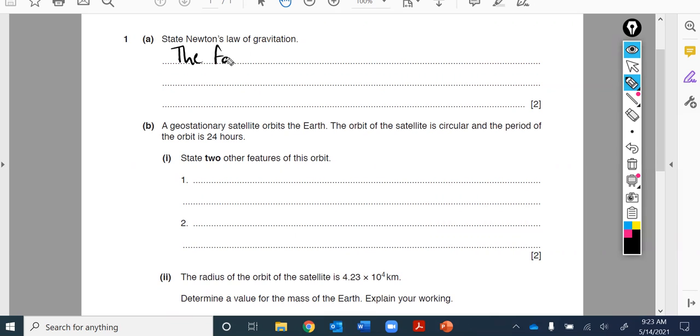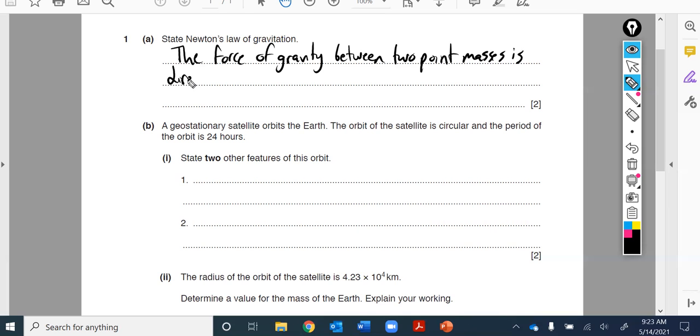Newton's law of gravitation states that the force of gravity between two point masses, oh, I forgot the word point, between two point masses is directly proportional to the product of the masses.